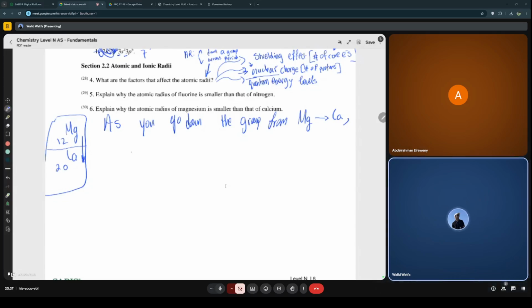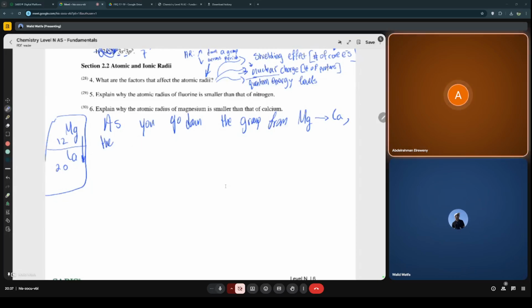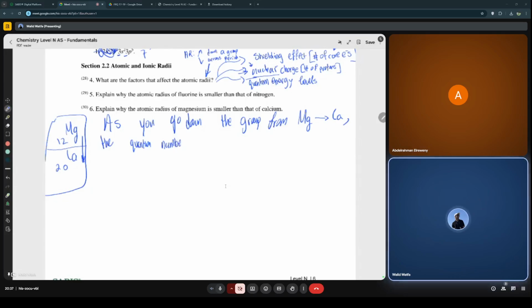As you go down the group from Mg to Ca, what increases? The quantum energy level. The quantum number? No, quantum energy level. You could say that. Yeah, you're right. Sorry. Energy level. I'm just going to put this. Therefore, let me think. The quantum energy levels increase. Therefore, the atomic radius is smaller.